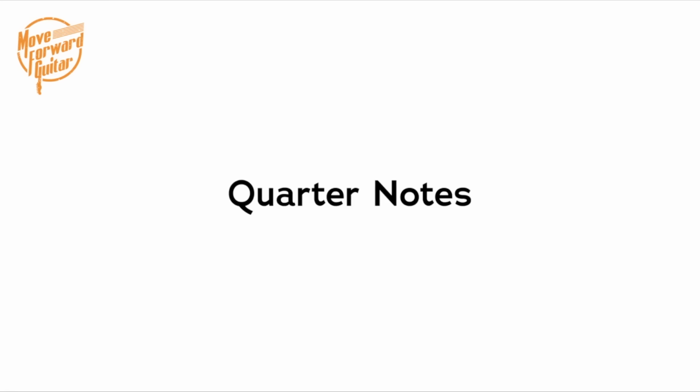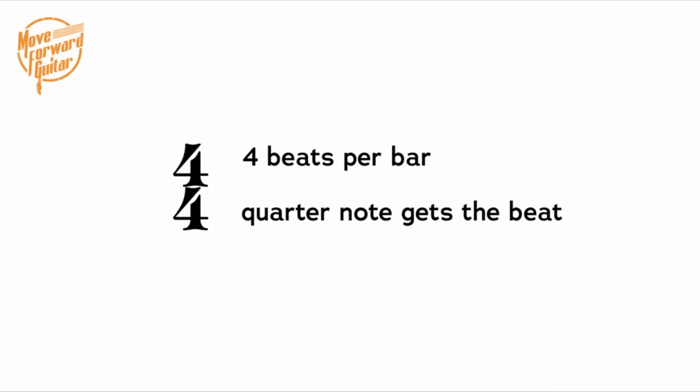The first thing you need to understand are quarter notes. In most Western music, the quarter note is the pulse of the song and what you tap your foot to. The most common time signature in Western music is 4/4, which is also known as common time. And that means that there's 4 beats per bar and the quarter note gets the beat.